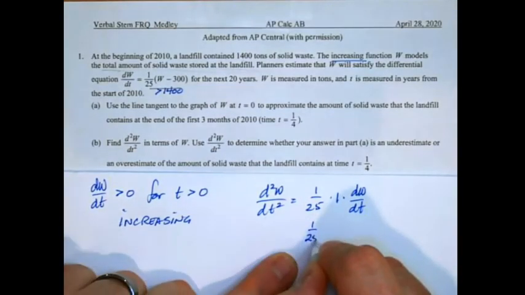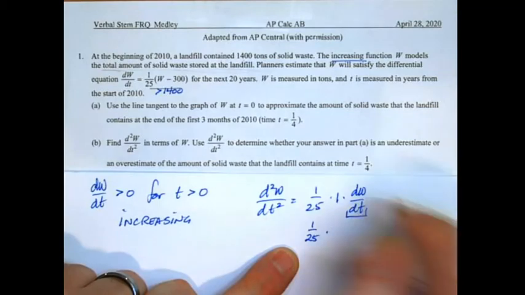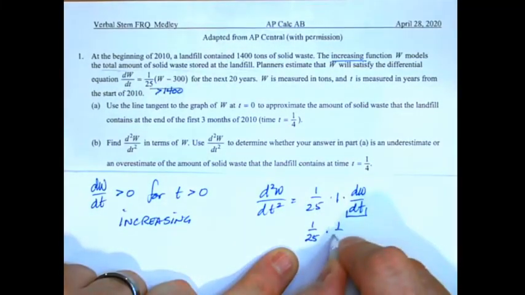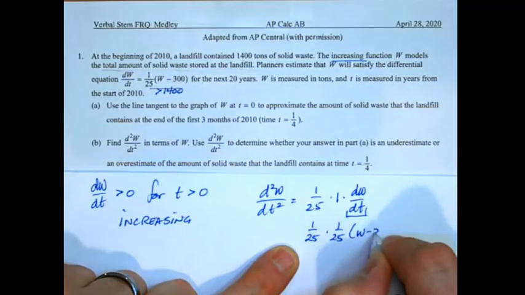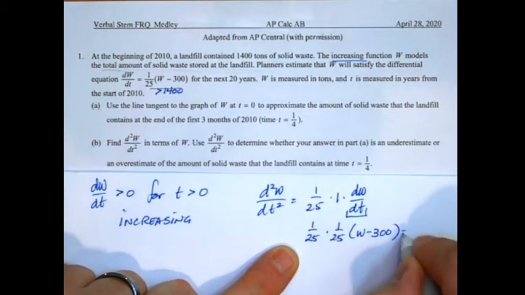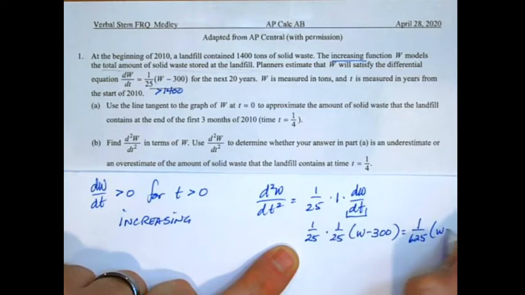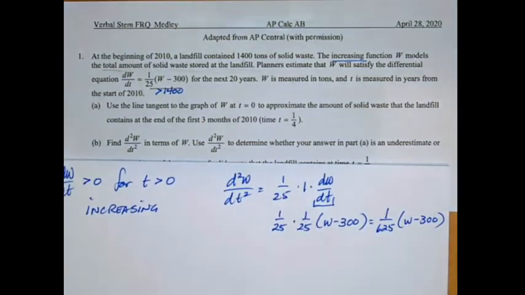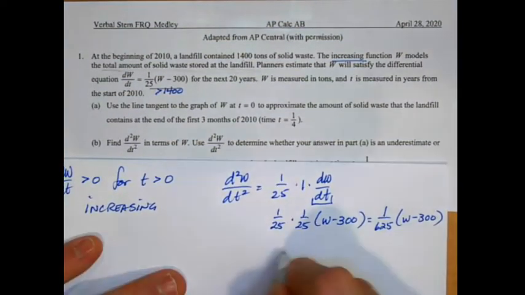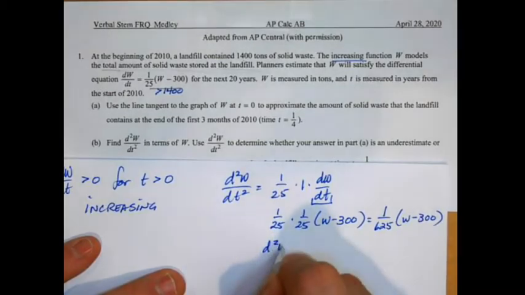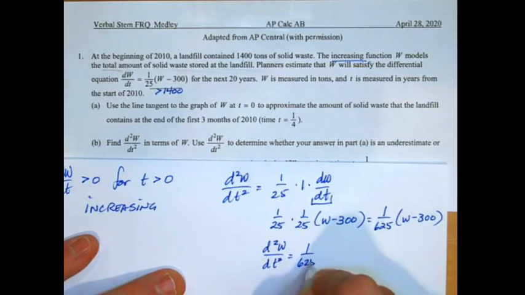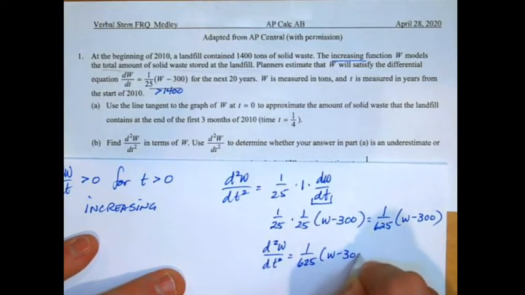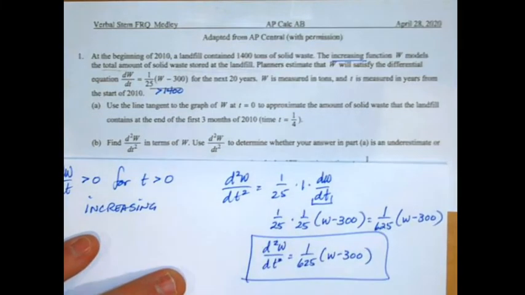Well, that's going to be 1/25th, and we know what that is because that's right up there. That's 1/25th of w minus 300, which is 1 over 625 times w minus 300. Now, that is the second derivative. So when you see this, you might want to write the second derivative with respect to time as 1 over 625 of w minus 300, because they're asking for that.